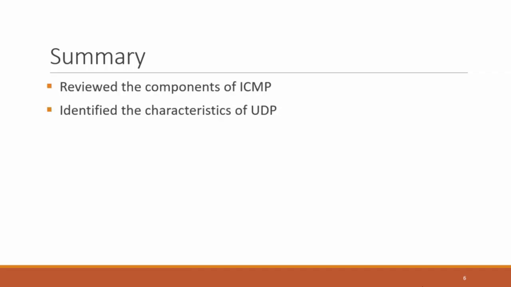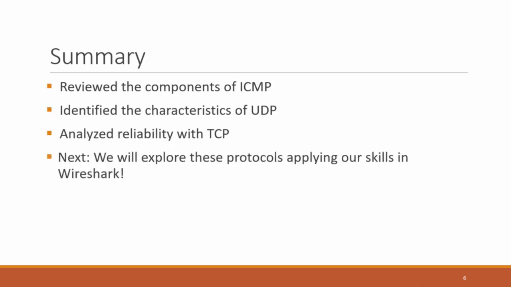We've looked at the connectionless protocol of UDP. Remember, UDP has no guarantee of delivery, like our mail system. We closed out the session by briefly looking at the reliable and connection-oriented protocol, TCP. Remember, TCP is primarily what we're going to use when it comes to the majority of our analysis. Most of the traffic will be under the TCP protocol. Next, we will explore these protocols, applying the skills we've learned in the tool Wireshark.